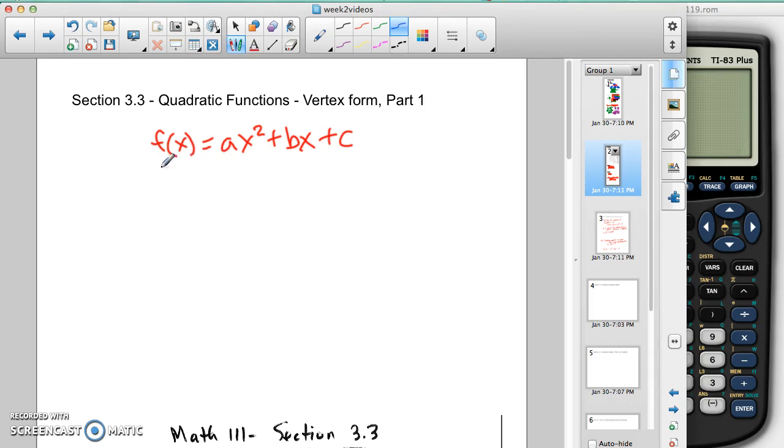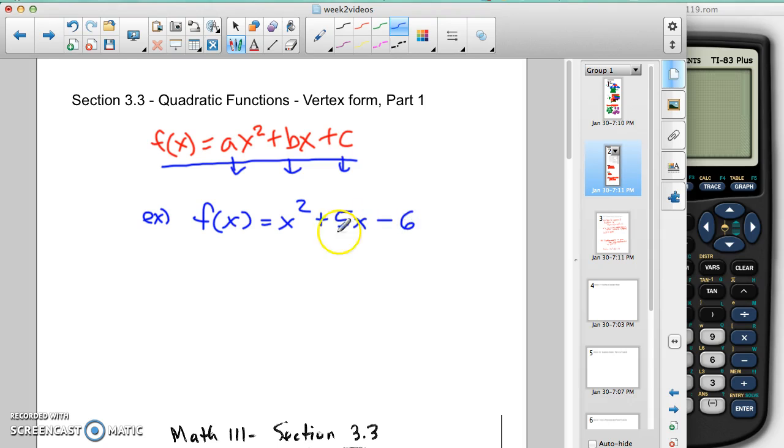Now this is the general form for a quadratic. f of x equals ax squared plus bx plus c. We have values for a, b, and c. An example would be f of x equals x squared plus 5x minus 6. That would be a quadratic function, and a would be 1, b would be 5, and c would be negative 6 in that quadratic function from this general form.